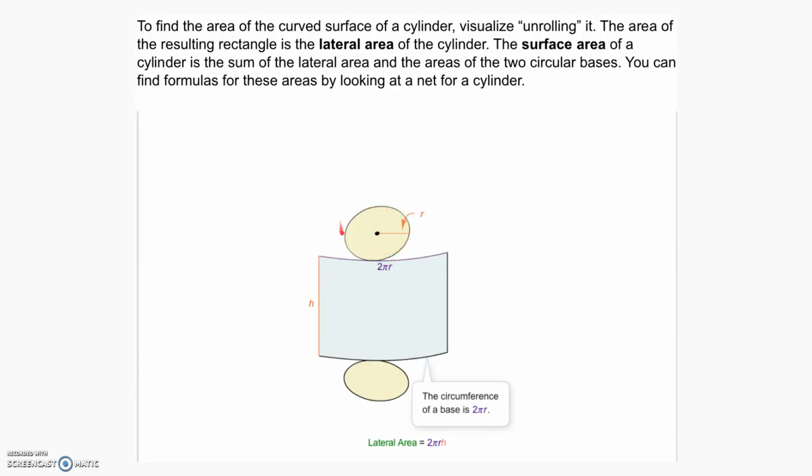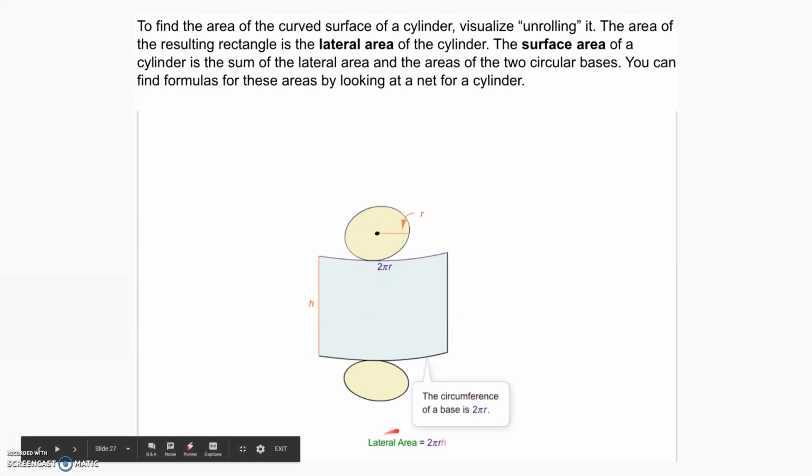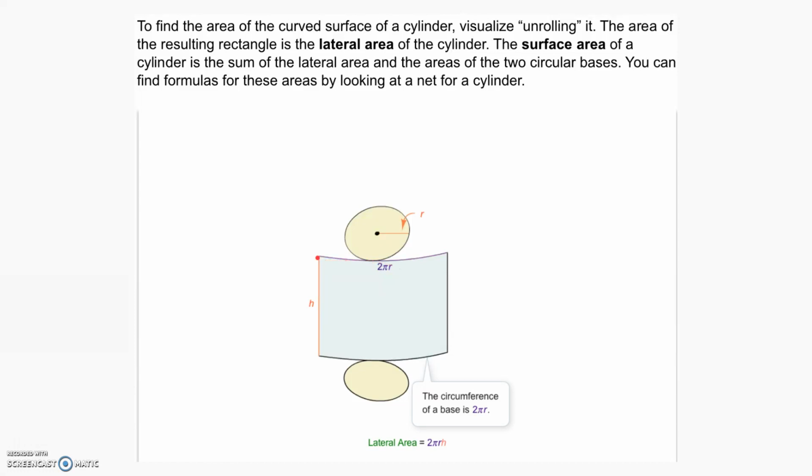That would be the circumference of the circle, 2 pi r. That's almost like the perimeter from the earlier formula. And we're multiplying that by the height of the cylinder. So notice the lateral area, which was earlier perimeter times height, is still going to be perimeter times height. It's just now we have a better formula for perimeter. So the area of this whole blue thing is going to be 2 pi r h.